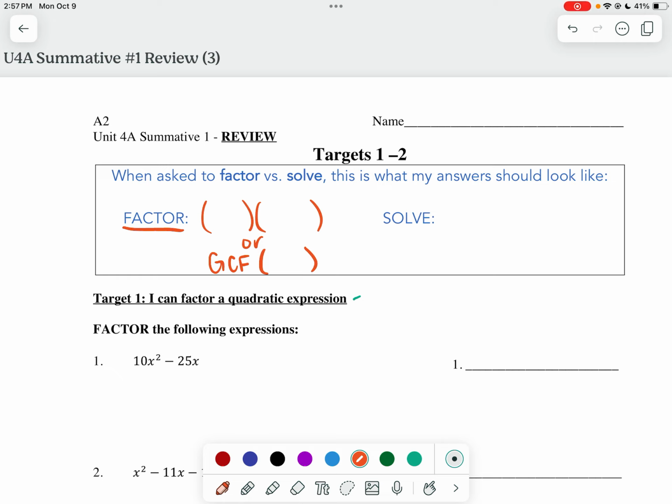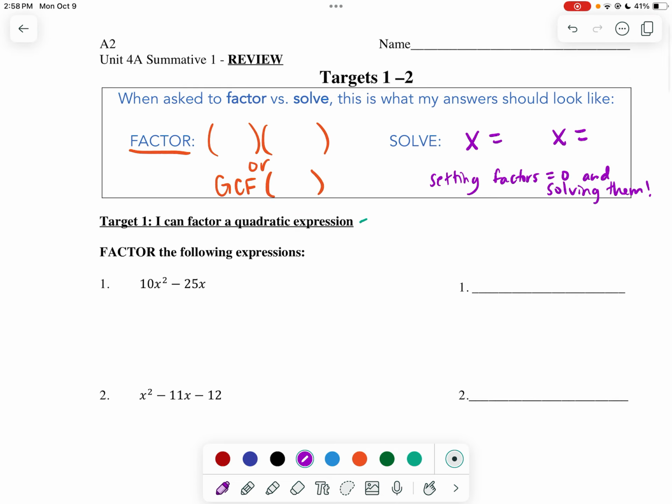Those are factors. Versus when you're asked to solve something, you start with the parentheses, but then you're setting things equal to 0. So then you end up with x equals as your answers. For that one, you're setting factors equal to 0 and you're solving them. So you're actually getting answers. So you really just want to pay attention to what each direction is telling you to do.